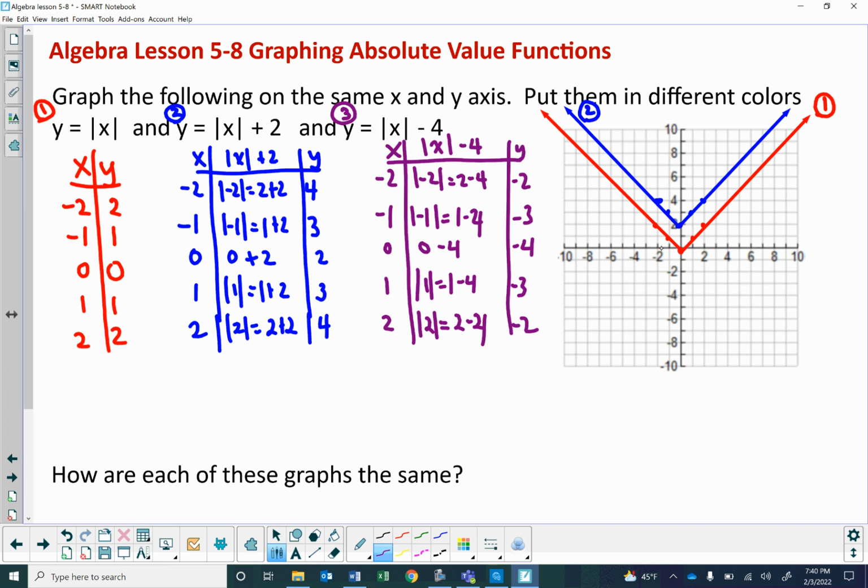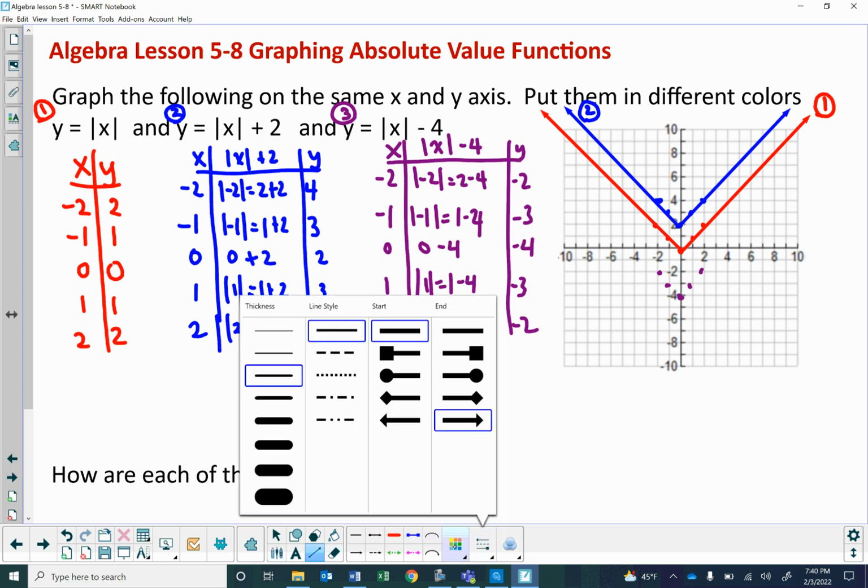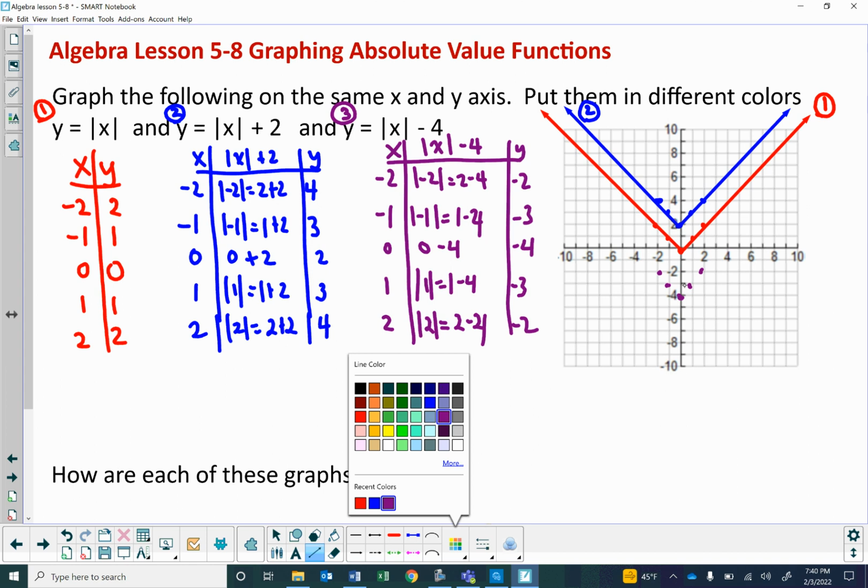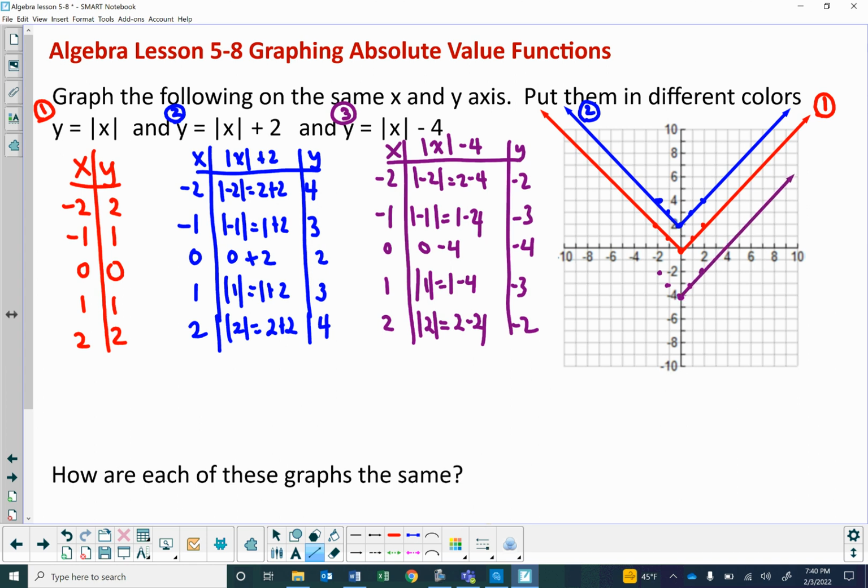Okay, so if I go to -2, -2, -1, -3, 0, -4, 1, -3, and 2, -2, I have another V-shaped graph, which is what I'm supposed to have. Okay. Here is this one. Make sure I go, there we go. And here should look like that. So there's equation number 3.